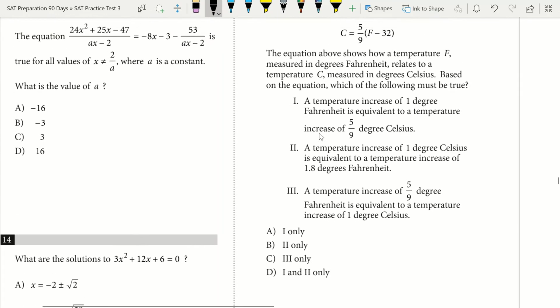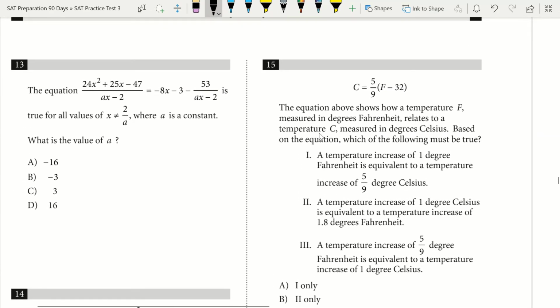Now we got question 13. Okay, so the equation, and then we have this big old equation here, is equal to some other number. It's true for all values where x does not equal 2 over a. A is a constant. What is the value of a? Okay, one thing to understand just about how they got for all values, x does not equal 2 over a, and you should understand this, so put this in your notes for sure.